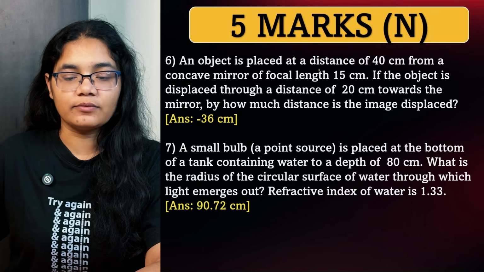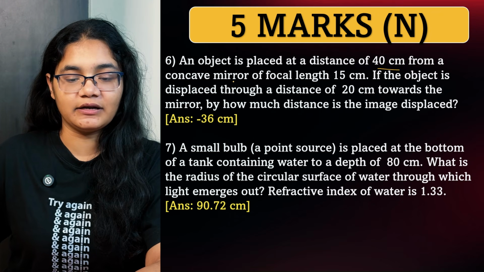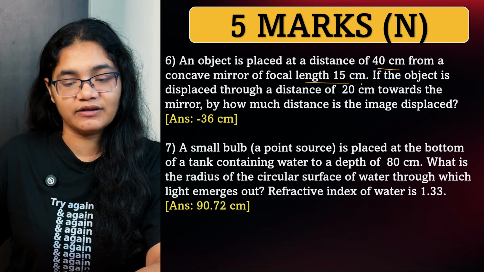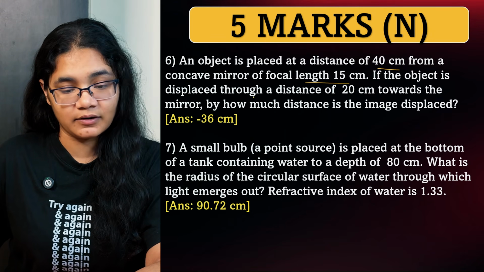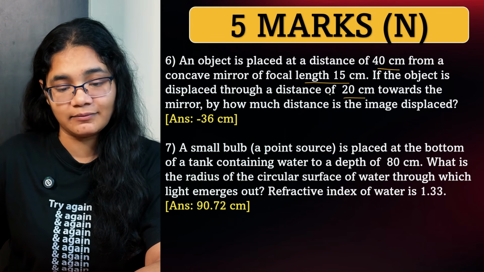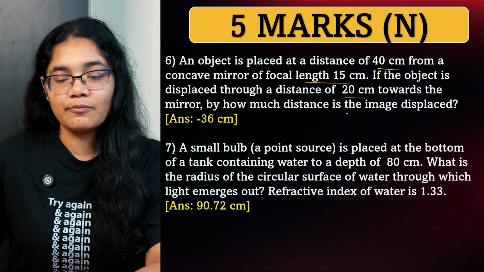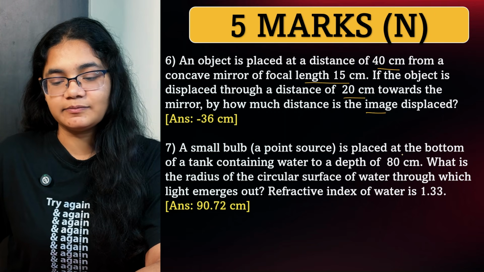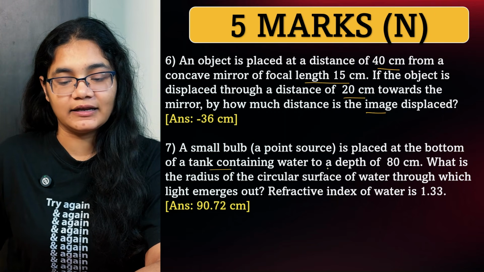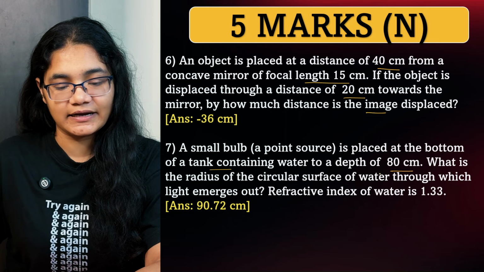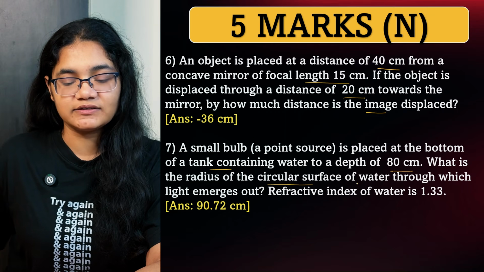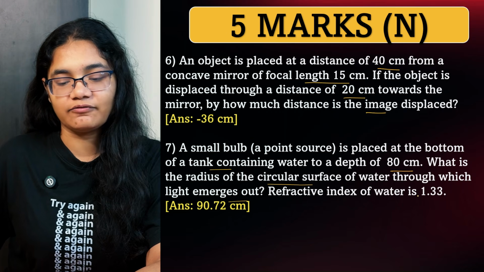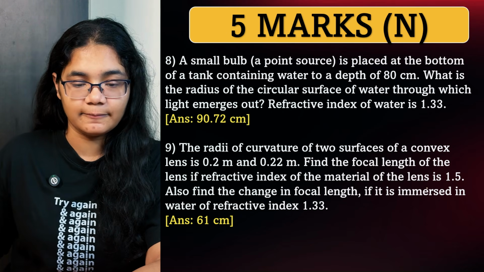Next, an object is placed at a distance of 40 cm from a concave mirror of focal length 15 cm. If the object is displaced through a distance of 20 cm towards the mirror, by how much distance is the image displaced? Next, a small bulb is placed at the bottom of a tank containing water of a depth of 80 cm. What is the radius of the circular surface of water through which the light emerges out? Refractive index of water is 1.33.